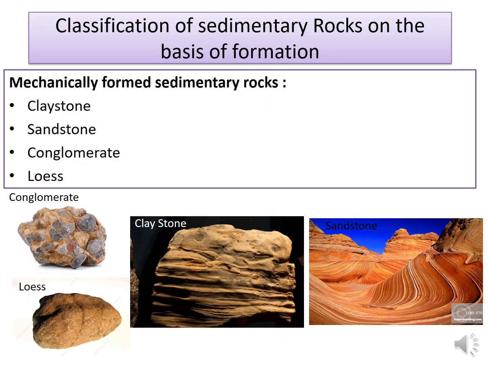Here are some more examples of mechanically formed sedimentary rocks. Claystone, formed from the lithification of clay. Sandstone, from sand. Loess, from the lithification of wind-blown silt or sand. And conglomerate, formed by the lithification of gravel. As you can see in this rock, the different pieces of gravel are very clearly visible in the rock.